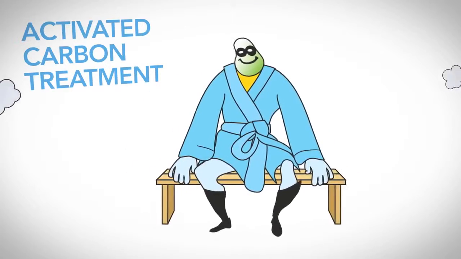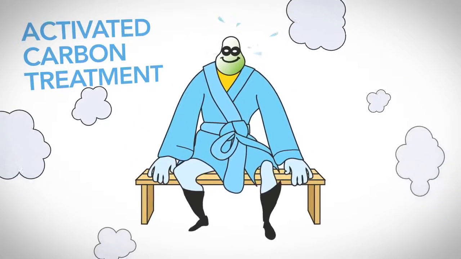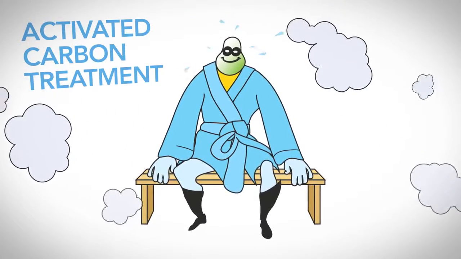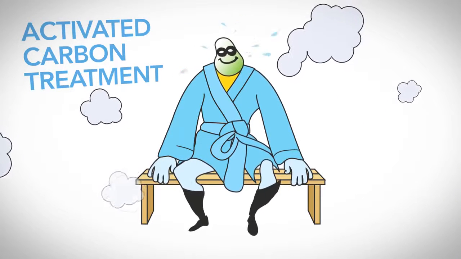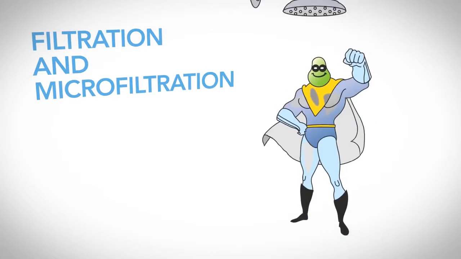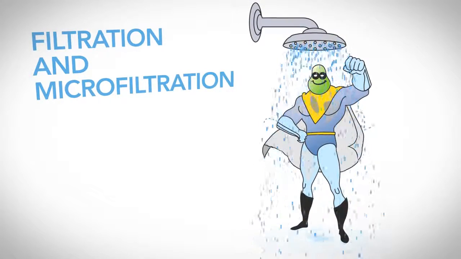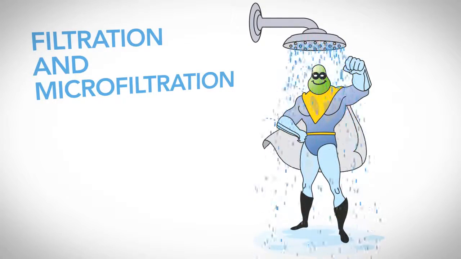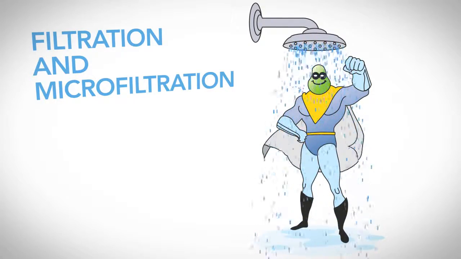Activated carbon treatment. Any residual soluble impurities are eliminated by absorption onto activated carbon particles. Filtration and microfiltration. The purified solution is filtered using a filter press to remove the activated carbon and then microfiltered.